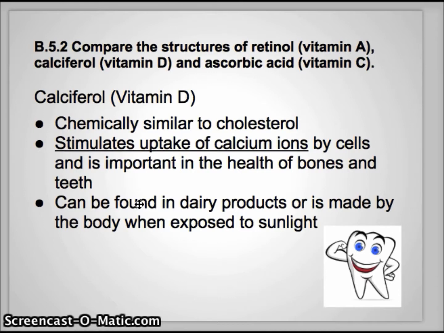And where do you find this? As stated earlier, you can find it in dairy products, but in a more interesting and different way you can get it, compared to other vitamins, is that the body is actually able to produce it when exposed to sunlight. Your skin's able to produce it, and that's pretty much all you need to know for chemistry, unless, of course, you're in bio, then you'll probably have to know more.